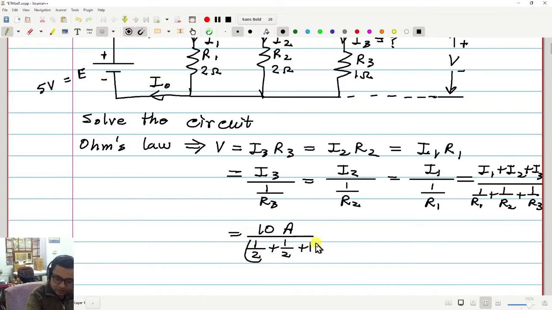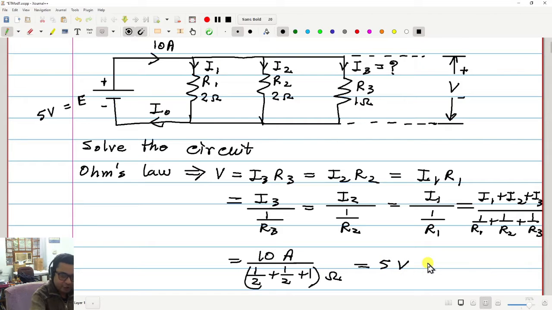So this will be the final answer, 5 volt. As you already correctly pointed out, this voltage should also be equal to V because they are all connected in parallel. So this should definitely be equal to 5 volt.